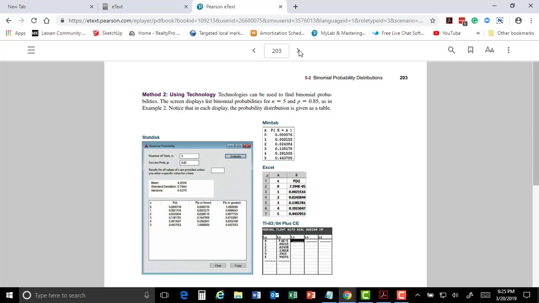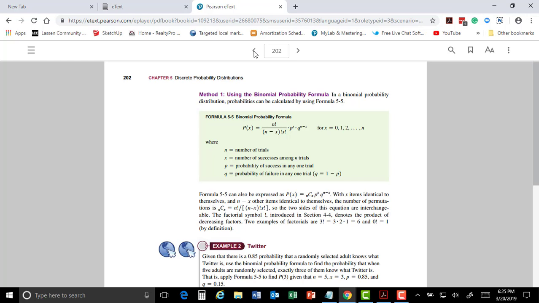Okay, so I was here. Here we have, you remember how I had the parentheses N and X? Well, they put nCx. But that's the same as what I was telling you, N choose X, with the parentheses. That's the same thing. So we were there, and now we went over here.